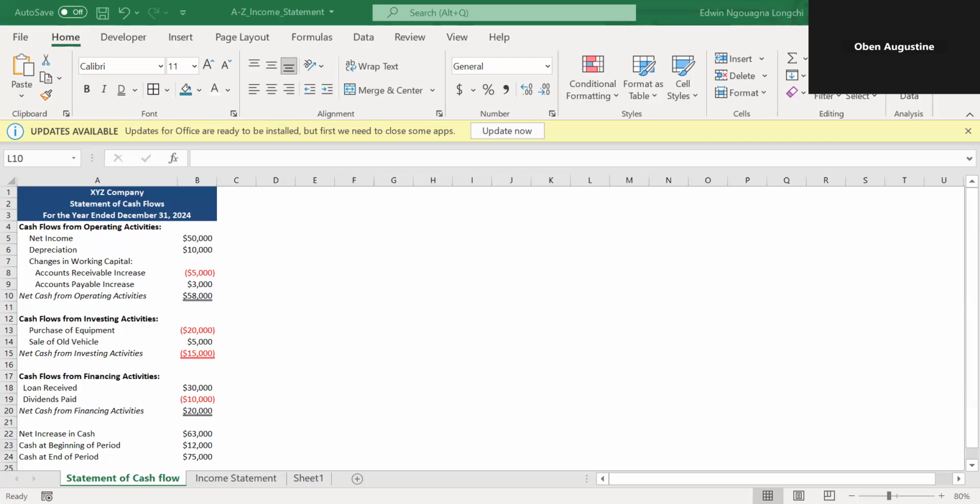Or you can pay dividends to your shareholders. So those are financing activities. So that is it for the income statement. So how do you track this?